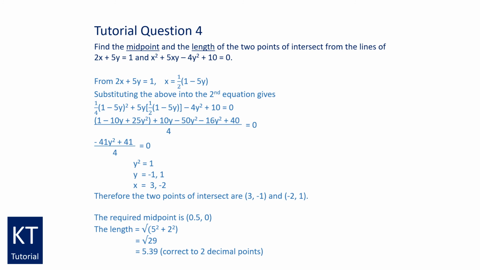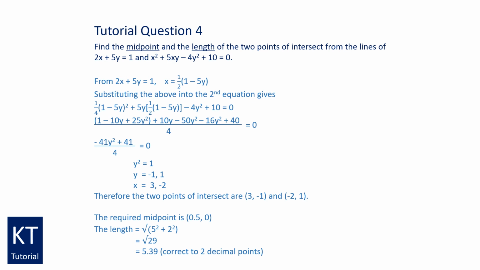Next, we can expand and solve for y and move on to insert the y values into the first equation to solve for x. With this, we should arrive at the 2 points of intersection being (3, -1) and (-2, 1). It doesn't stop here, as the requirement is to identify the midpoint, and this would be the average of the 2 x values and the y values.